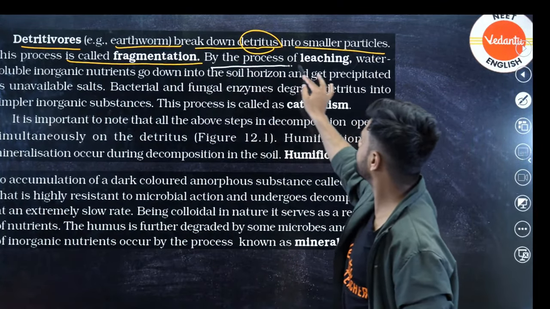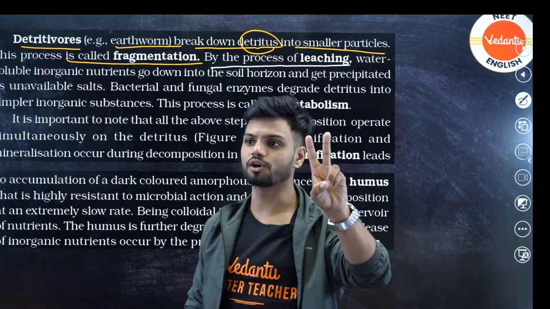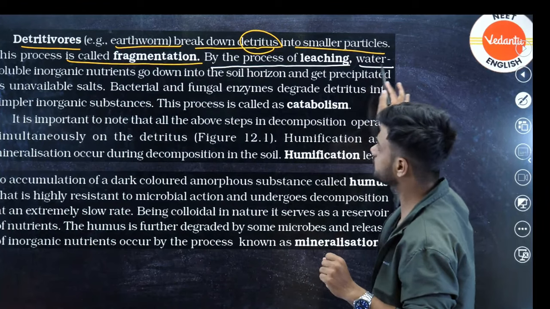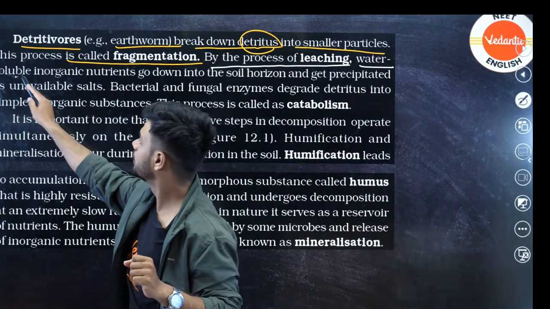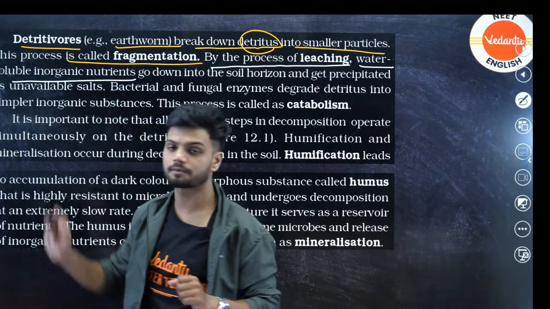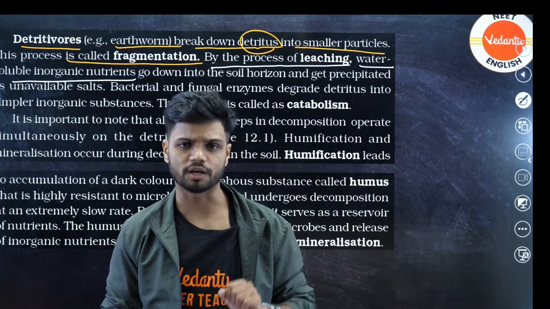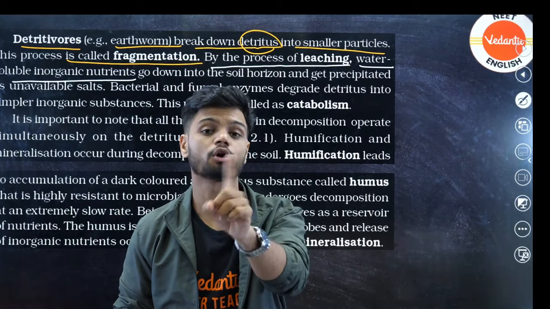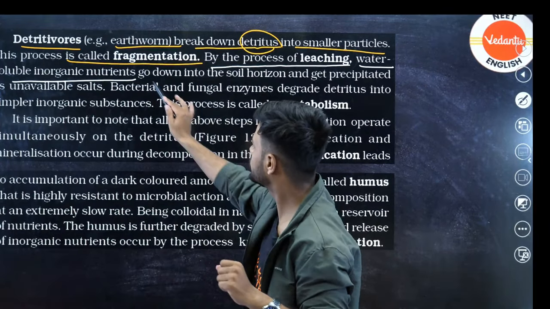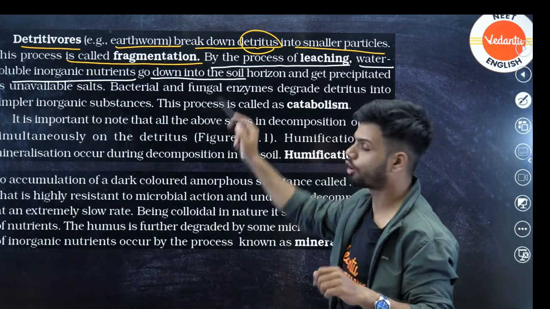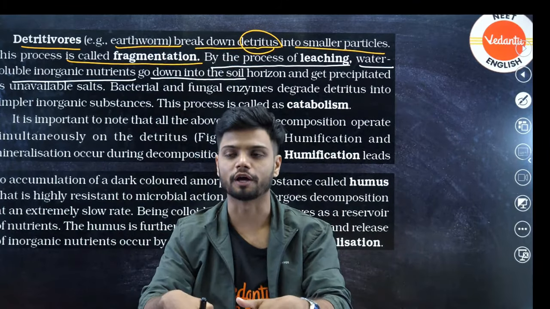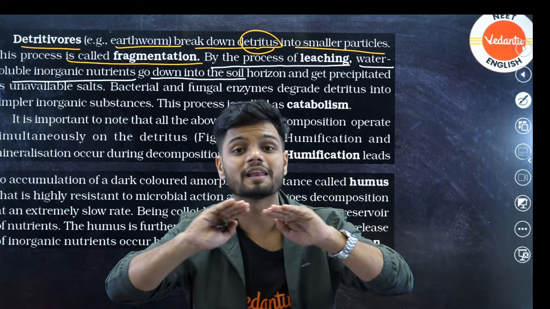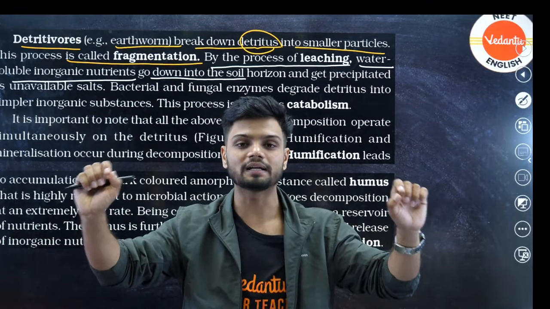Okay, next. By the process of leaching, the second one, water soluble inorganic, not organic, inorganic nutrients go down into the soil. They travel down the soil as precipitate and they are not available at all, completely missing.